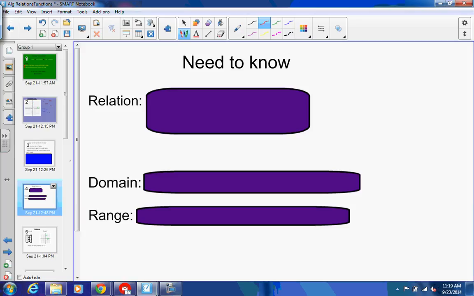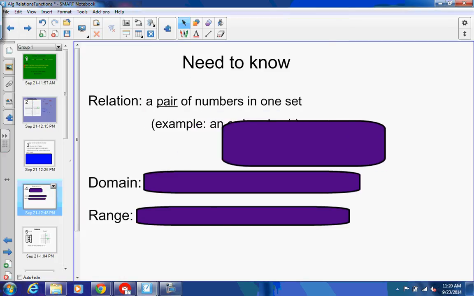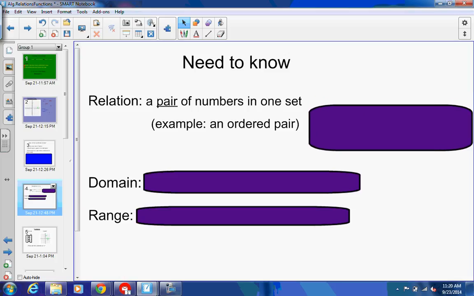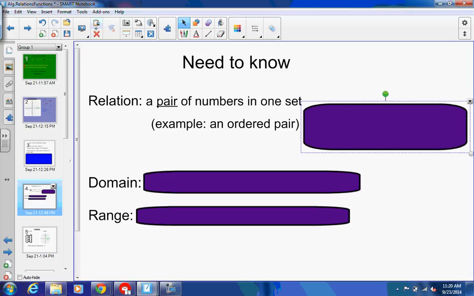What is a relation? Well, you actually probably know what a relation is. It has to do with something in common between two things or more things. When you think about a relationship, you think of something you have in common with another person or your family or something like that. So right now we're going to talk about a relation in math as a pair. So there's that two things, a pair of numbers in one set. So an ordered pair would be that, or a bunch of ordered pairs. That would also work.